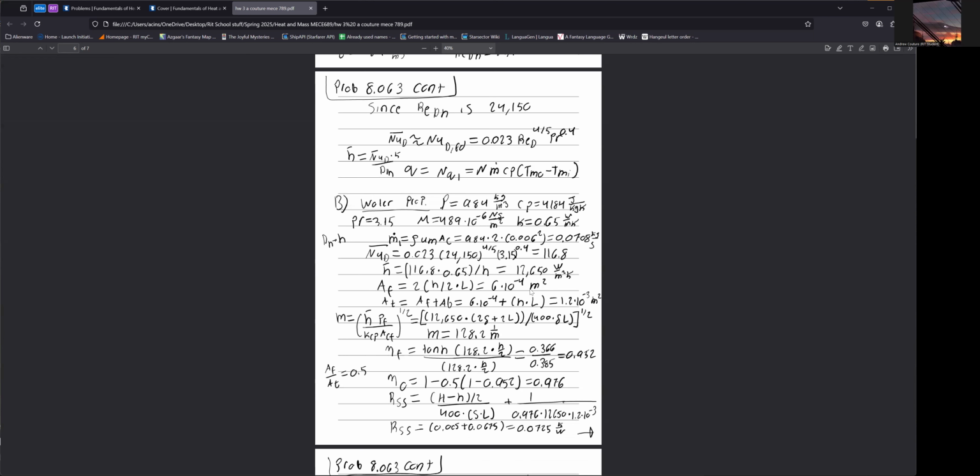Very effective heat transfer. Now for the area of the fins, that's 6 times 10 to the negative 4 meters squared. And the total area is adding up that number with the area of the base. You get 1.2 times 10 to the negative 3 meters squared. Now we need M for the fin efficiency calculations.